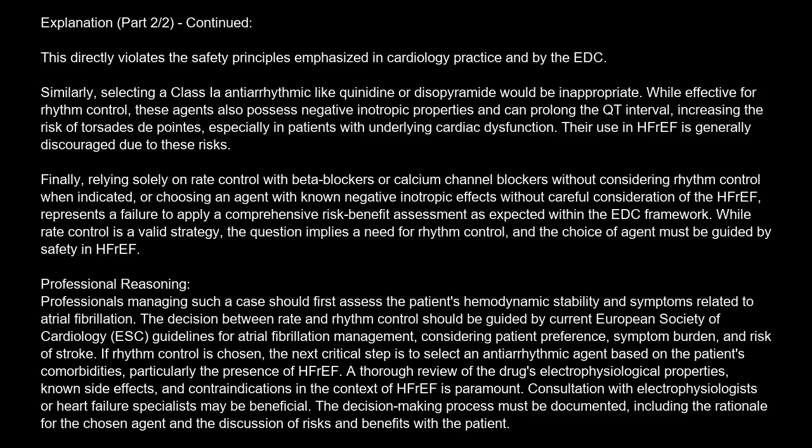Similarly, selecting a class IA antiarrhythmic like quinidine or disopyramide would be inappropriate. While effective for rhythm control, these agents also possess negative inotropic properties and can prolong the QT interval, increasing the risk of torsades de pointes, especially in patients with underlying cardiac dysfunction. Their use in HFrEF is generally discouraged due to these risks.